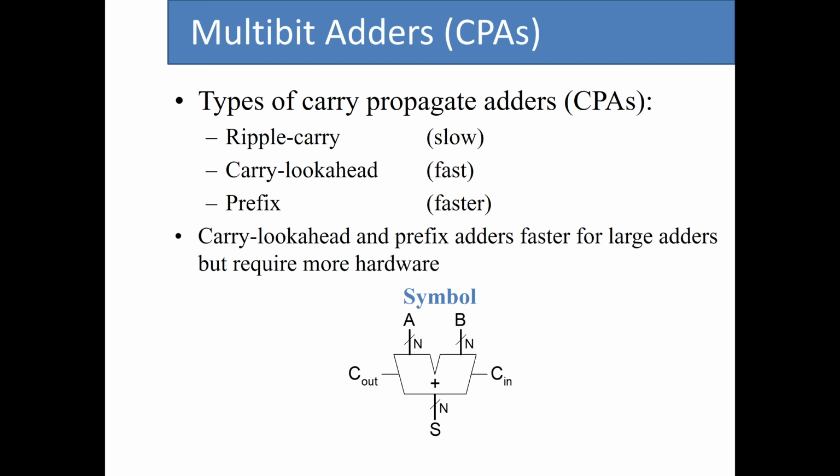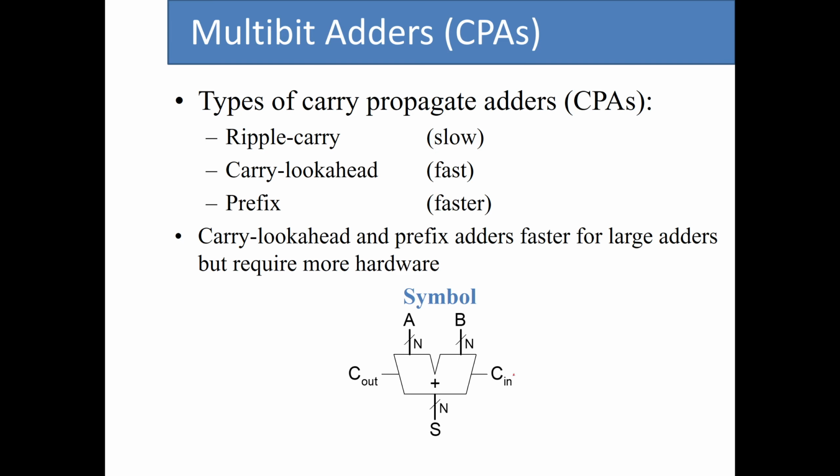So carry look ahead and prefix adders are generally faster when we want to add numbers that have more bits, usually greater than 16 bits. But they also require more hardware too. So there is a balance that needs to be kept, whether we want to use a ripple carry adder, which is slower but requires less hardware, or a carry look ahead or a prefix adder, which is faster but requires more hardware. But generally speaking, the general symbol for a multi-bit adder looks something like this.